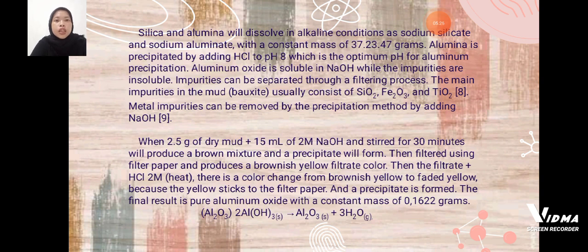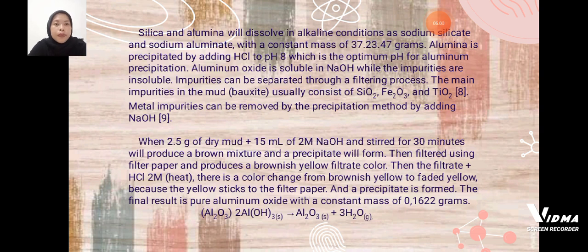The main impurities in red mud, like bauxite, usually consist of SiO2, Fe2O3, and TiO2. Metal impurities can be removed by the precipitation method by adding NaOH. When 2.5 grams of red mud plus 15 ml of 2M NaOH is stirred for 30 minutes, it will produce a brown mixture and a precipitate will form. Then it is filtered using filter paper and produces a brownish yellow filtrate color.